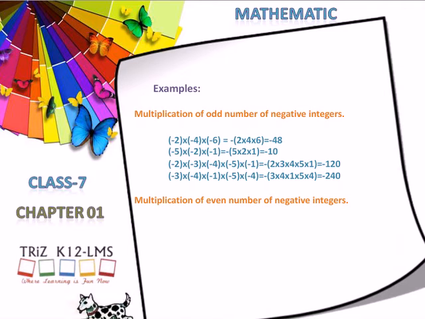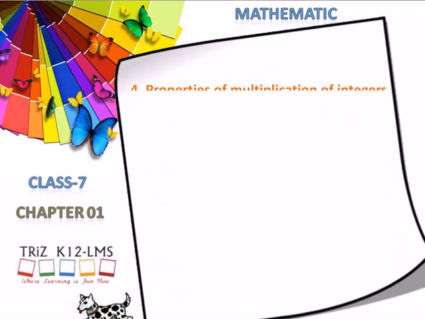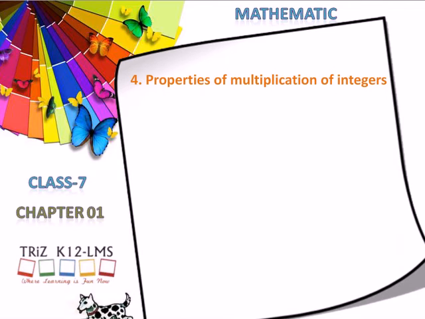Multiplication of an even number of negative integers. Minus 2 into minus 4 is equal to 8. Minus 6 into minus 4 is equal to 24. Minus 3 into minus 7 into minus 6 into minus 1 is equal to 126. Minus 6 into minus 3 into minus 1 into minus 2 is equal to 36. Properties of multiplication of integers.